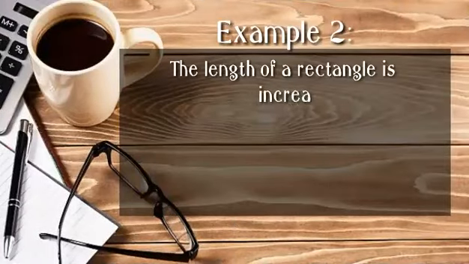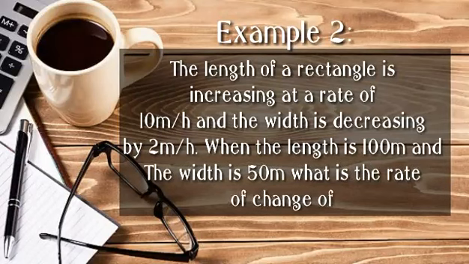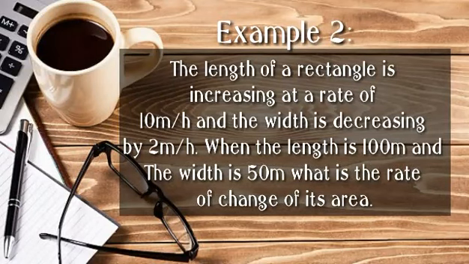The length of a rectangle is increasing at a rate of 10 meter per hour and the width is decreasing by 2 meter per hour. When the length is 100 meter and the width is 50 meter, what is the rate of change of its area?